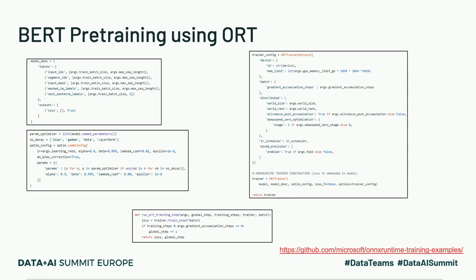On the top right section of the slide, you see ORT trainer options, and it is used for capturing training options like distributed training configuration or the flags to invoke the native capabilities like mixed precision training that we looked at earlier. Model description, optimizer configuration, and trainer configuration are used along with the model itself to create the ORT trainer. As a part of the train loop shown in the bottom section of the slide, the train_step method on the ORT trainer is called to train the model. We will look at the code changes again during the demo on a simpler model training code.